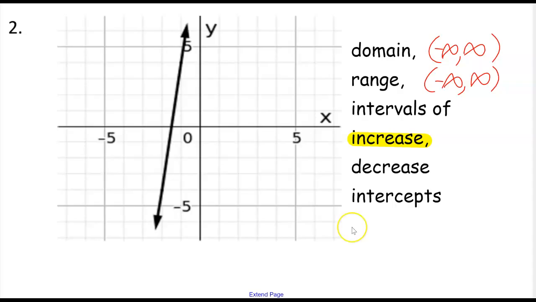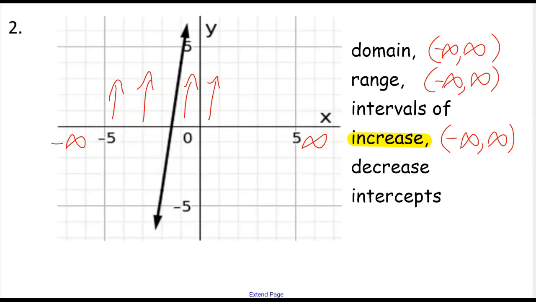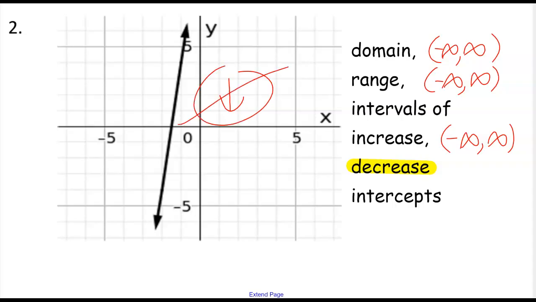Intervals of increase. It's going to go up, starting on the left infinity and to the right. It's going to constantly go up from left to right. Just keeps going up. So that's from negative infinity to positive infinity. Decrease. Does it go down? It does not go down from left to right. So that's none. There's no interval of decrease.